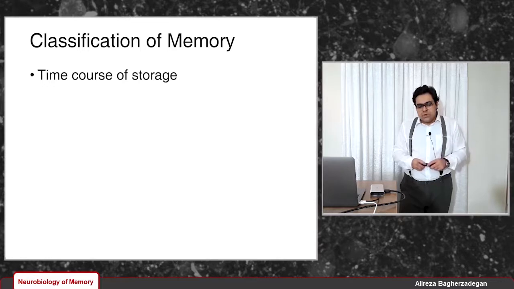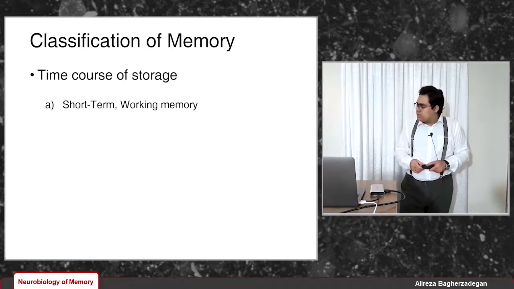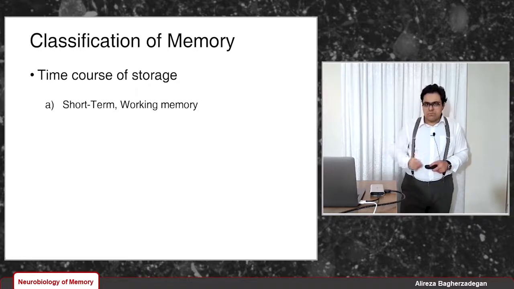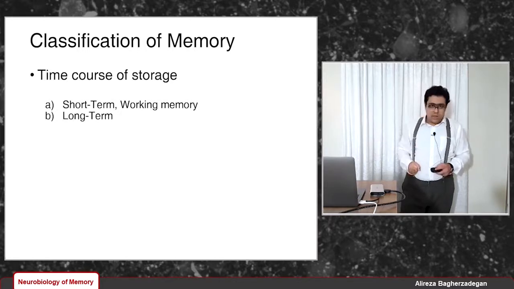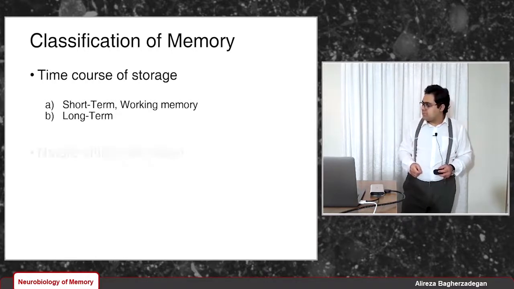If the stored information in your memory can be retrieved within minutes, hours, or sometimes days, it is encoded in your short-term memory, or working memory. I'm going to explain the subtle difference between short-term and working memory. But if the stored information can be retrieved for longer times, even sometimes throughout life, it is stored in your long-term memory. So it's a very straightforward classification of memory.